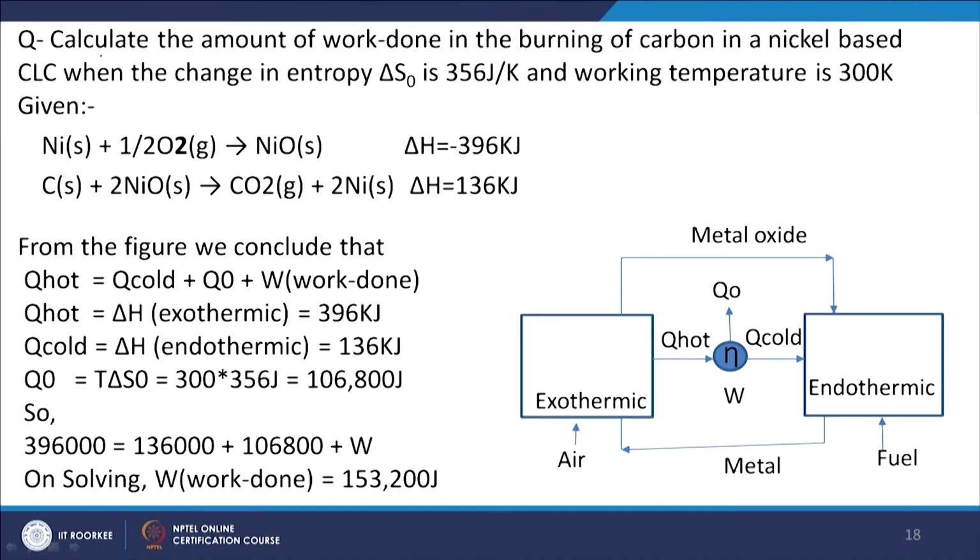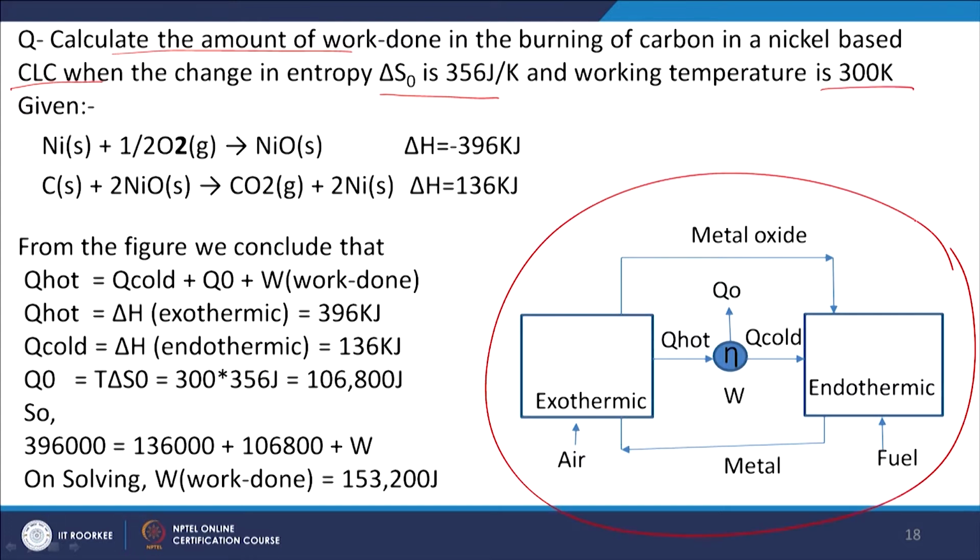Calculate the amount of work done in the burning of carbon in a nickel based chemical looping combustion when the change in entropy is 356 joule per K and the working temperature is 300 K. So, this is our cyclic process. We have to calculate the work done. Now, if we have nickel based chemical looping, what will be the reactions? That we will consider first.